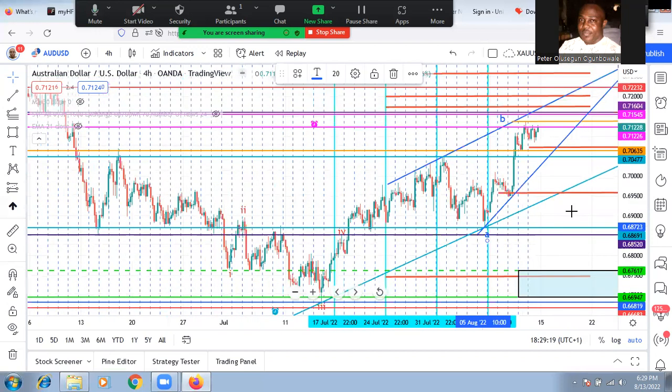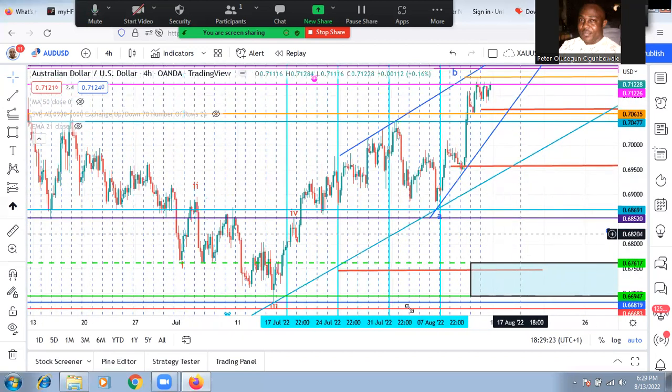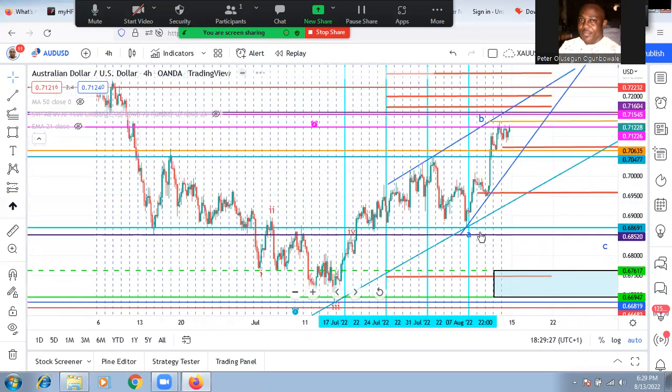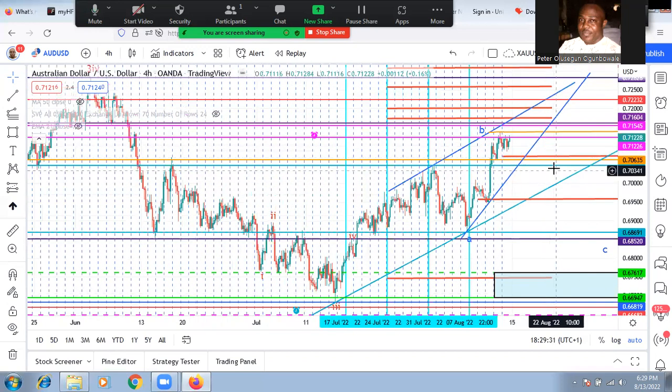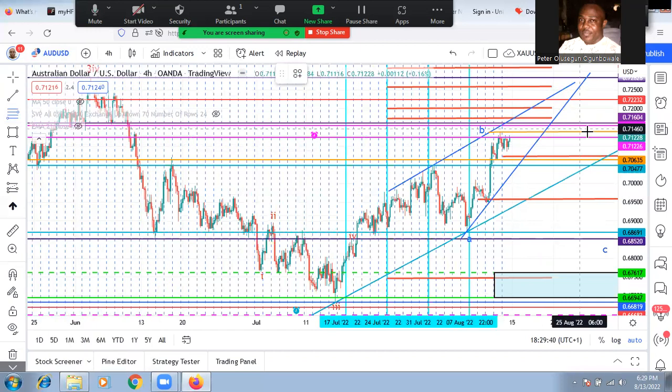Now, another thing you can begin to see is what is likely to be the limit of this correction, from here to this pink. It is a 1.23, or a 1.61, but the higher time frame will be more accurate for us.